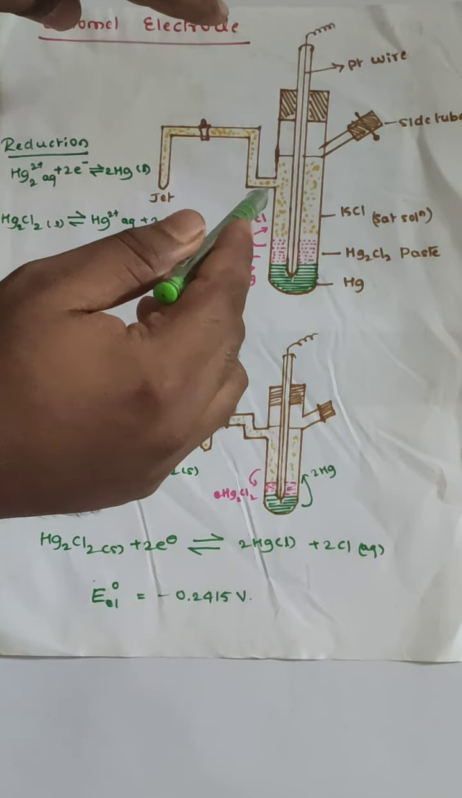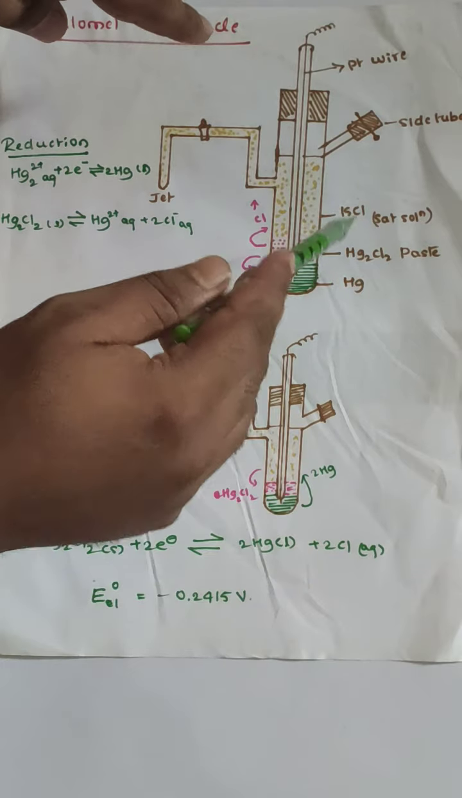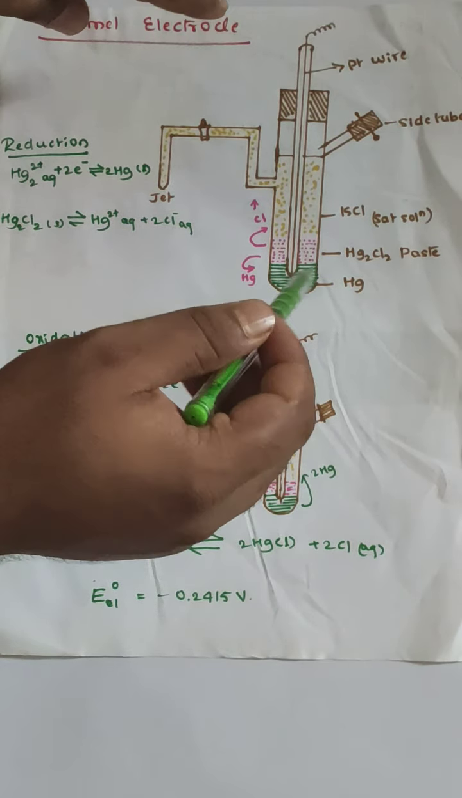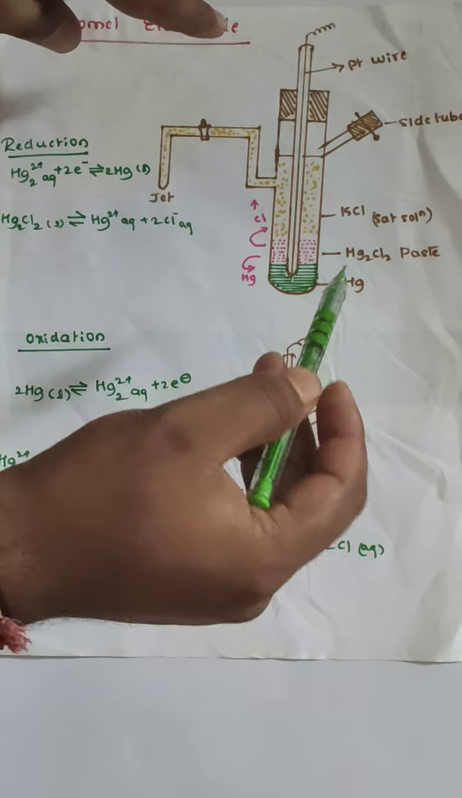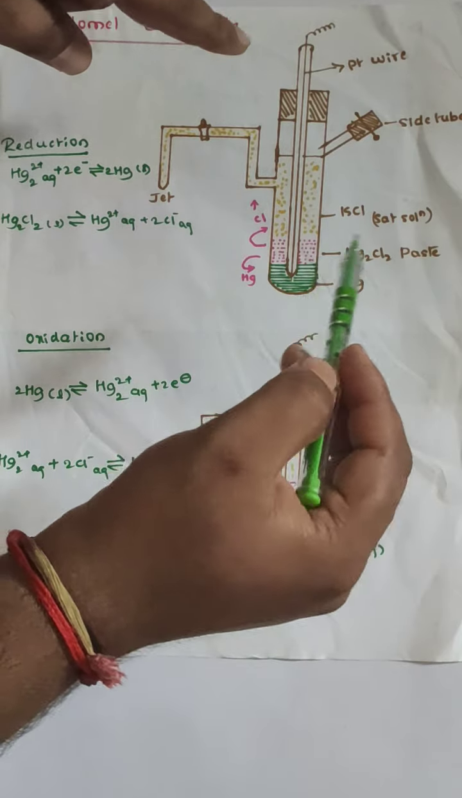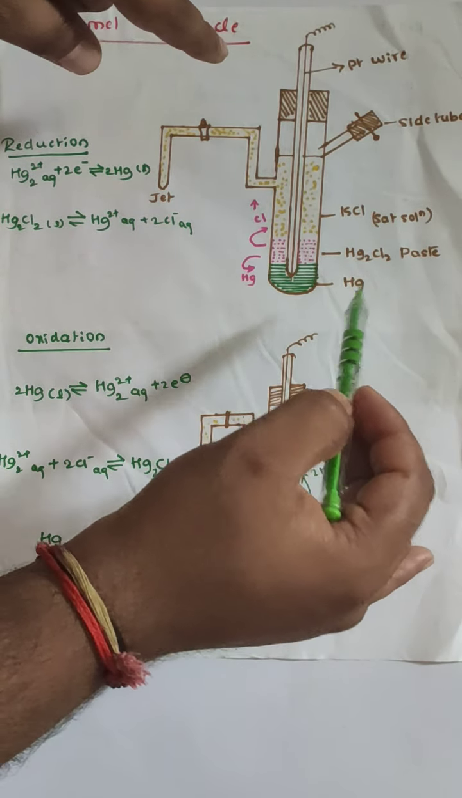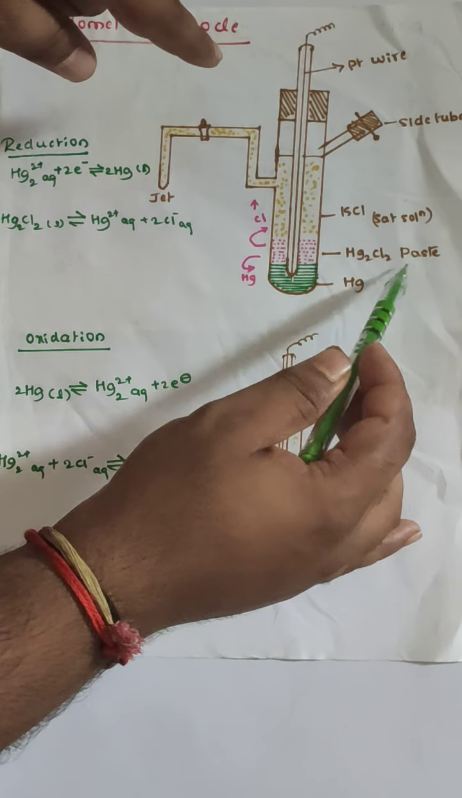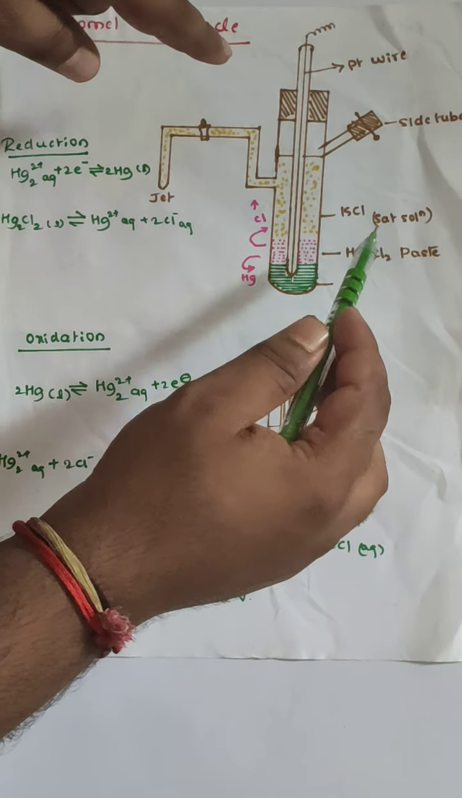It has a side tube closed at the jet, and the top of this tube is fitted with a rubber cork, or it can be sealed with a rubber cork. It contains mercury at the bottom, a mercurous chloride paste, and KCl, that is, a saturated solution of potassium chloride.